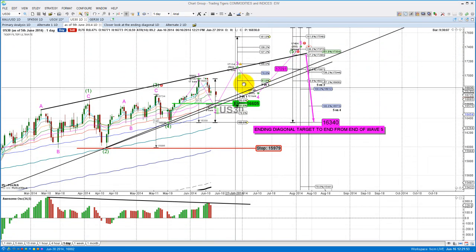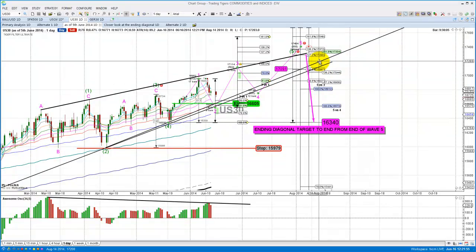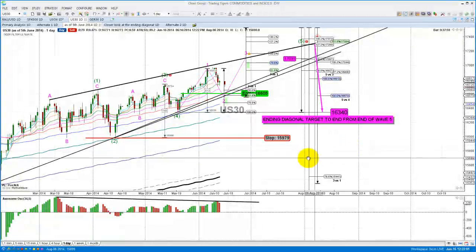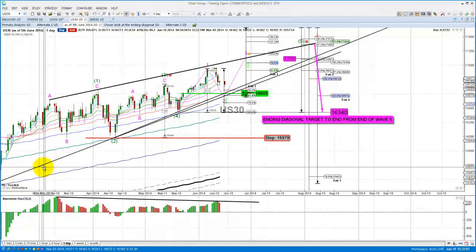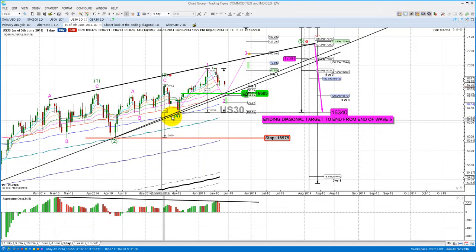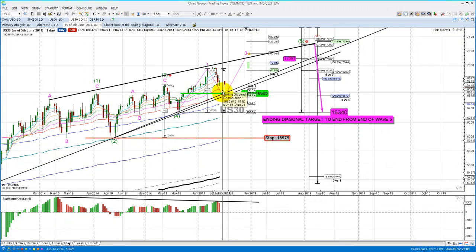But let's just complete this. It's going to take days. It's going to take maybe all of July to complete, and of course we could be wrong. Price can do whatever it wants to do. This line here is from 0 to 2, and the inner one is from 2 to 4.